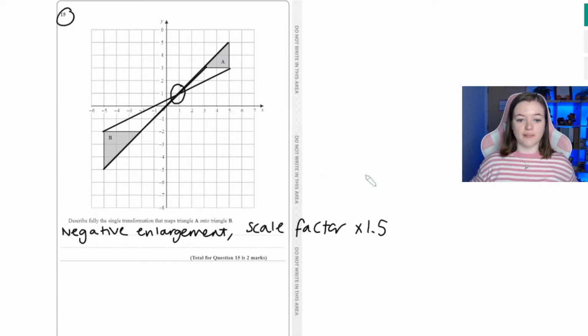So that is going to be to centre 1, 1. And that is a negative enlargement. 2 marks.